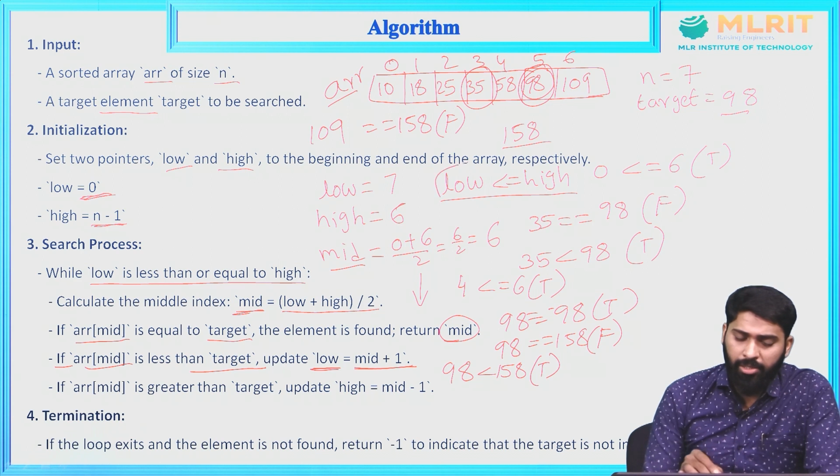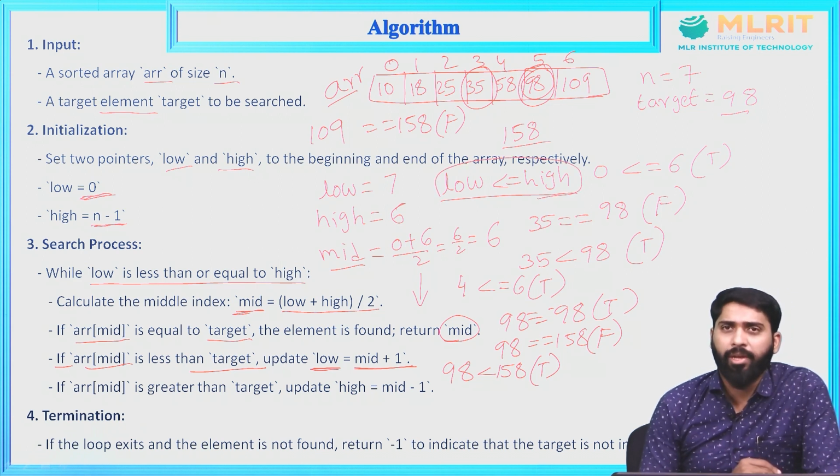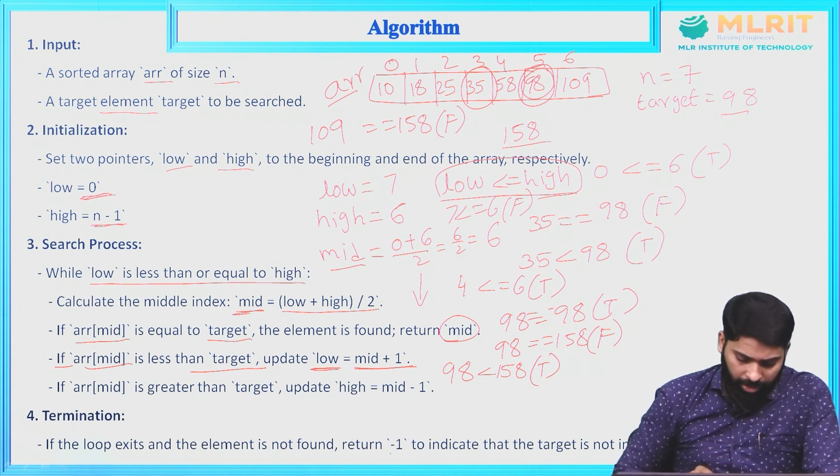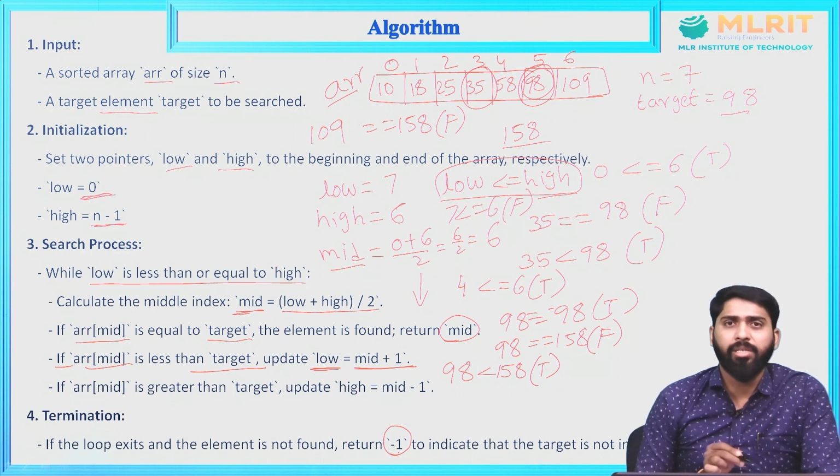But the condition is always low less than or equals to high. Here the low is 7, high is 6. So false. So in this case we return minus 1. Why? Element is not found, indicating that the target element is not present in the array.